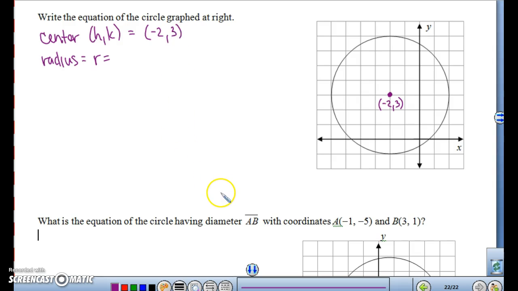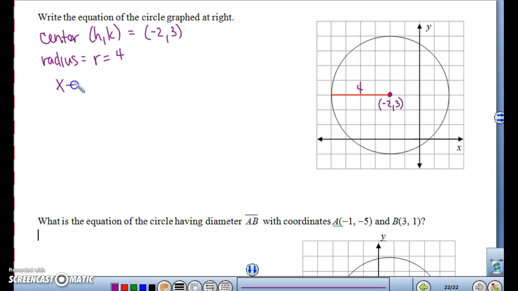And your radius, you can draw anywhere on the circle. It doesn't matter where. I would draw a horizontal or vertical line so that you can count. I'm going to draw a horizontal line from here to here, nice and straight. Anywhere that I draw that radius, I can count and see what the distance is. It is 1, 2, 3, 4. So my radius is going to be 4.